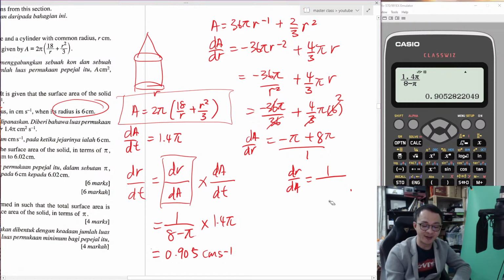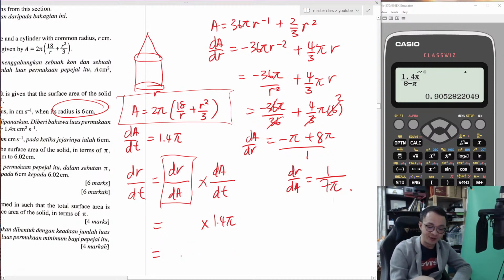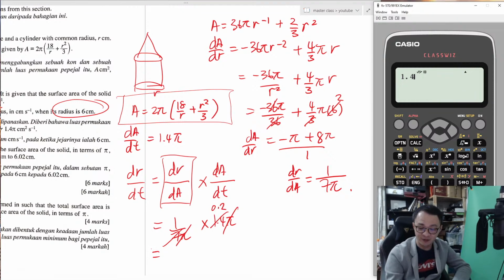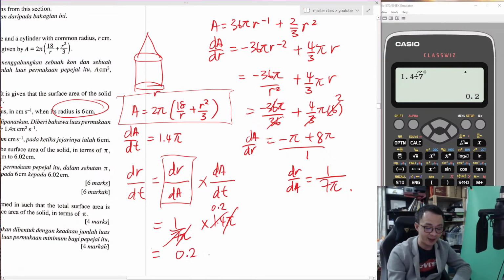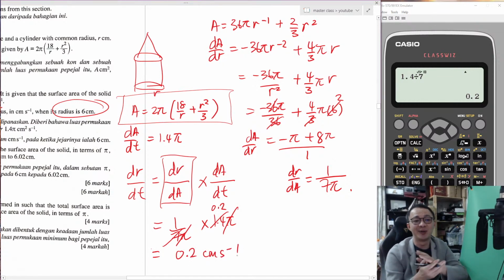So here we'll get 7 pi. This is 1 over 7 pi. Then I can simplify 1 over 7 pi. Pi and pi simplify. This one and this one I cut, it is 0.2, isn't it? 1.4 divided by 7, yeah, 0.2. So the answer is 0.2, and then the unit will be centimeter per second. Yeah, just now I ignored the pi.